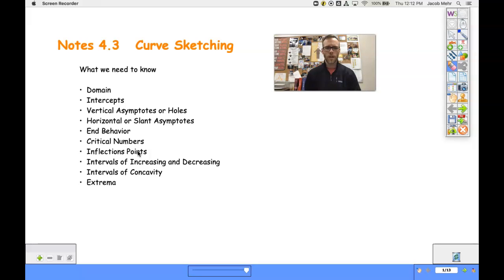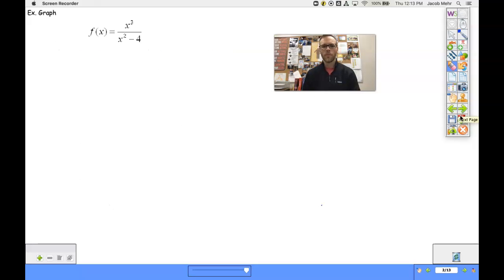We need to know inflection points. Where's the function increasing, decreasing? Where's it concave up? Where's it concave down? Where are the extrema located and what are they? All right. So we're going to just start with a function. I'm just going to do one graph in this video and show you how I put it all together. And you're going to see that the way I put it together, it almost graphs itself. All right. So here we go.